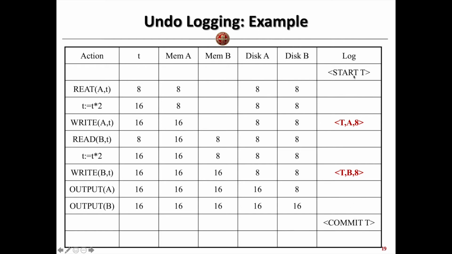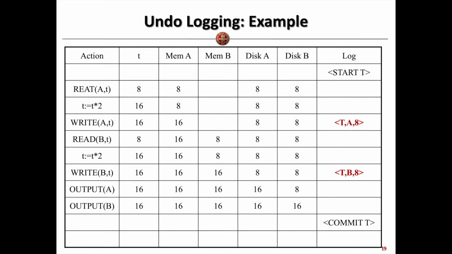Before we do anything, we have to start T. Before we write the values back to the disk, we have to follow this write-ahead rule, right? Adding this TXV, or TA8, TB8, in the log file. And after we write everything to the disk, then we can add this commit T, right? Following this commit rule, as we mentioned before for the undo logging.